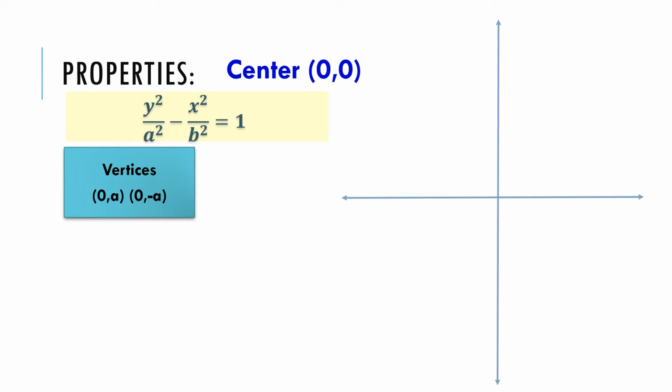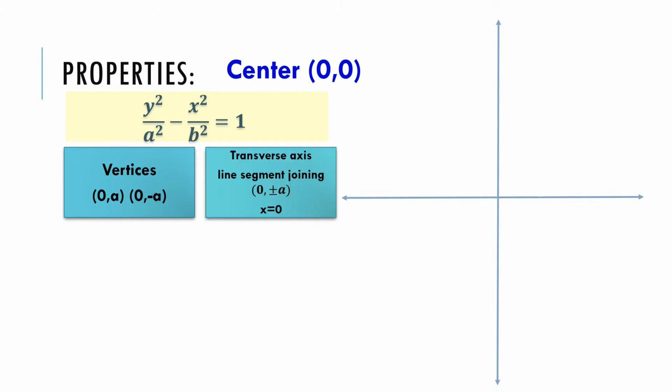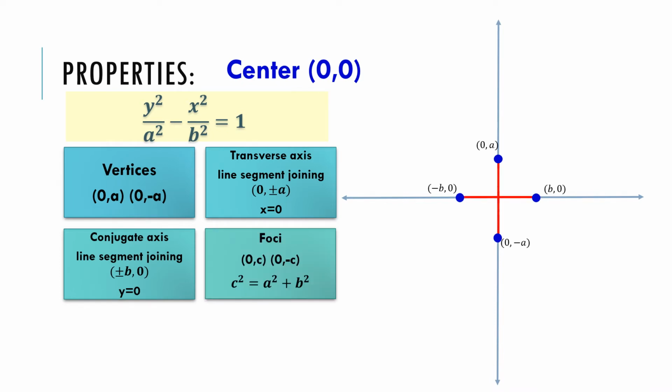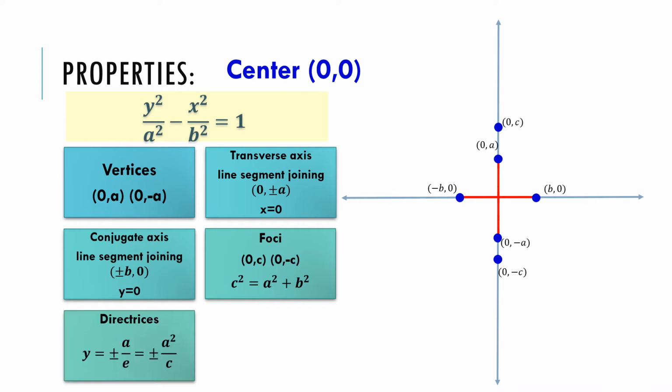Mababaliktad na. Our vertices now is at 0, a and 0, negative a. And our transverse axis now is the y-axis. Kasi nandito na yung ating vertices. Patayo na siya. Next, conjugate axis. So, positive, negative b, 0. Or nasa x-axis siya. Ayan. Next, foci. Ganun pa rin si foci. Lagi nyo tatandaan, si foci at si vertices ay naka-align lagi.